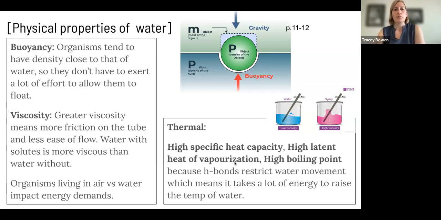Water also has thermal properties. These include high specific heat capacity, latent heat of vaporization, and a high boiling point. And so these are caused by hydrogen bonding restricting water movement, which means it takes a lot of energy to raise the temperature of water. So high specific heat capacity is how much energy it takes to raise 1 gram of water by 1 degree Celsius. Latent heat of vaporization is how much energy it's going to take to turn liquid water into a gas. And the boiling point is the temperature at which liquid water is going to turn into a gas.